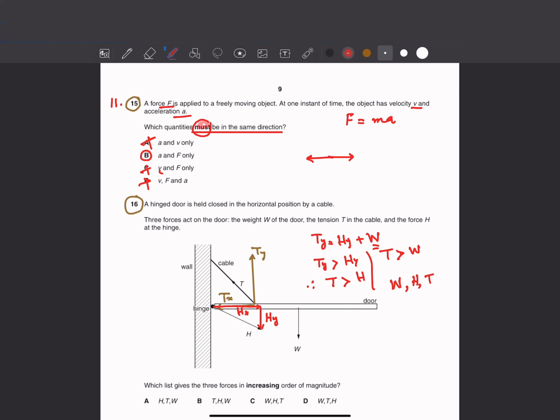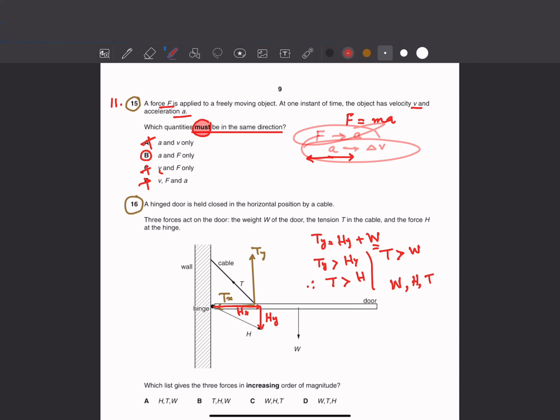You can say they are right sometimes, but for a must condition you need not have this situation of a must be in the same direction as v, or v must be in the same direction as F. But remember one thing, that either F will be in the same direction as a, or a will be in the same direction as F, or acceleration will be in the same direction as the change of velocity.